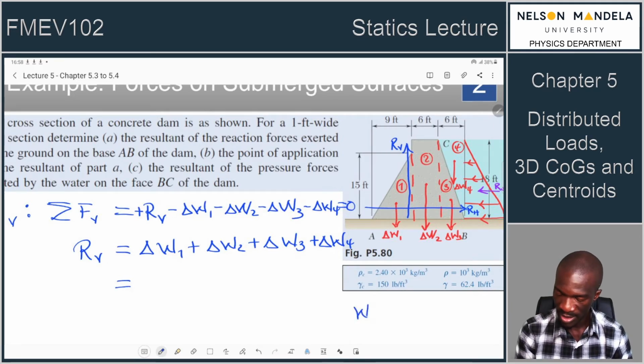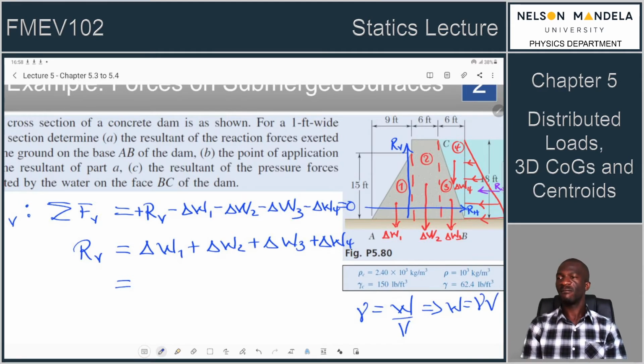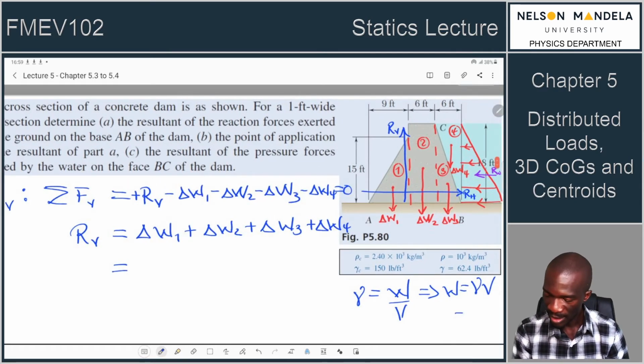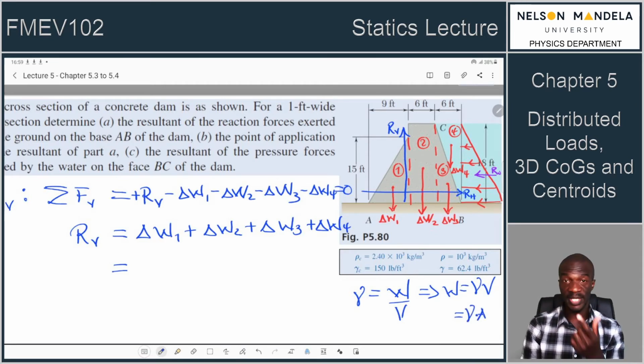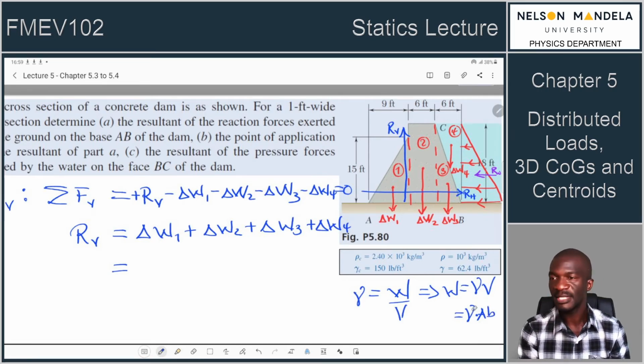We know that the weight is simply given by, in fact, we can use the gamma, isn't it? The gamma is a weight per unit volume. So this implies that the weight that you need to find is gamma times some volume. And how can we find the volume of these different sections? The volume is simply given by the cross-sectional area that we can see, times the depth, which is the B parameter.